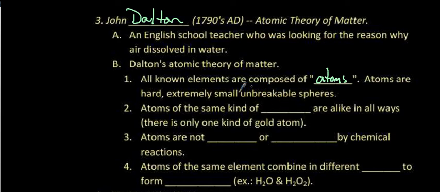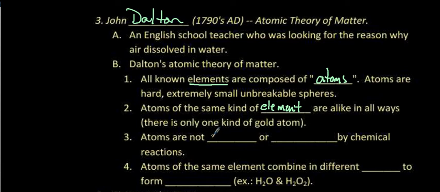Okay, so you can already see how atoms being unbreakable spheres is very similar to Democritus's idea of the atom. However, this word right here, element, really took its true meaning under Dalton's theory. Atoms of the same kind of element are alike in all ways. So no matter where the atom is, or how it is used, every atom is exactly the same. So there's only one kind of gold atom. You can't have a pretty gold atom and an ugly gold atom. They're exactly the same.